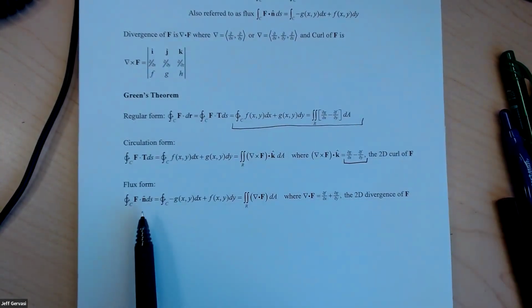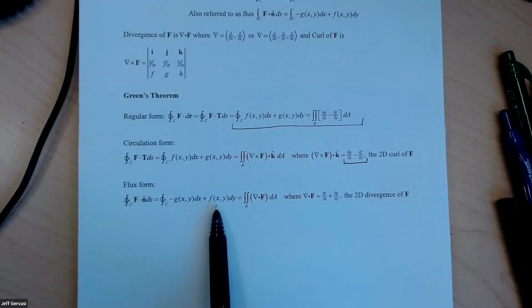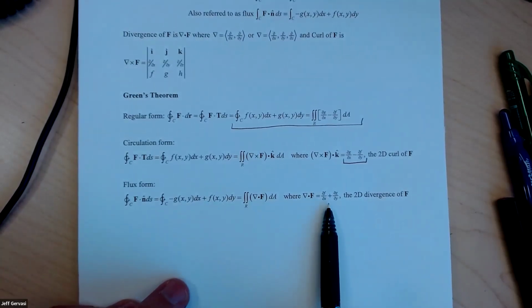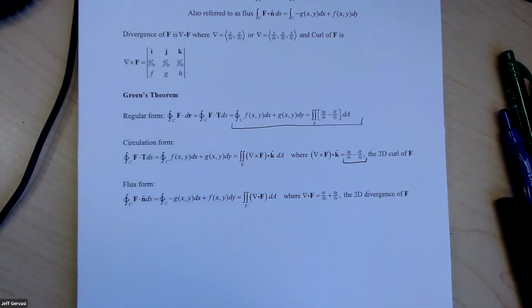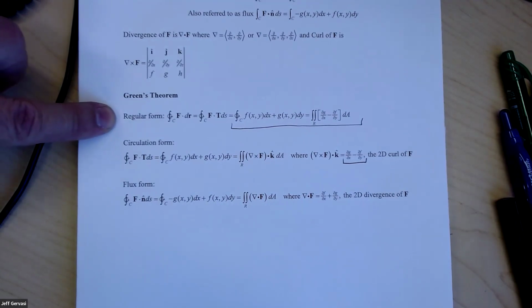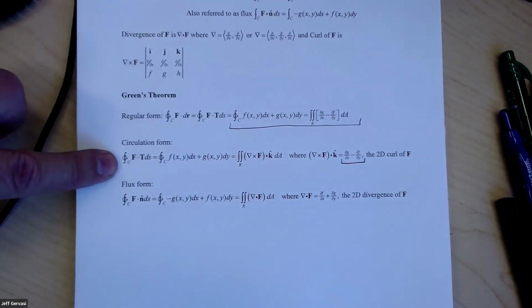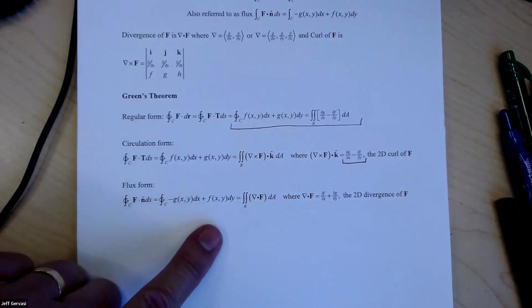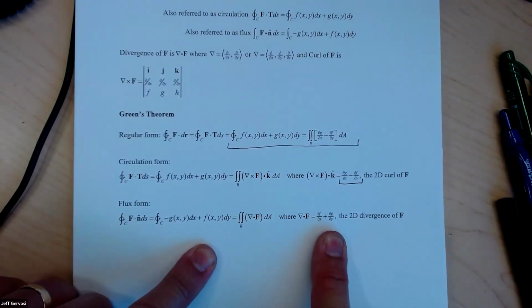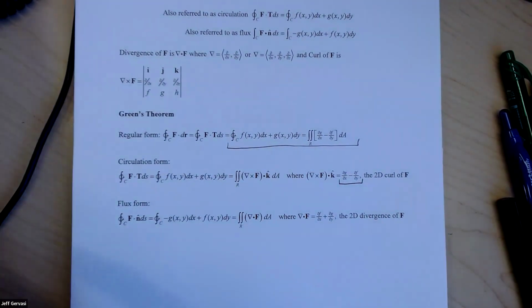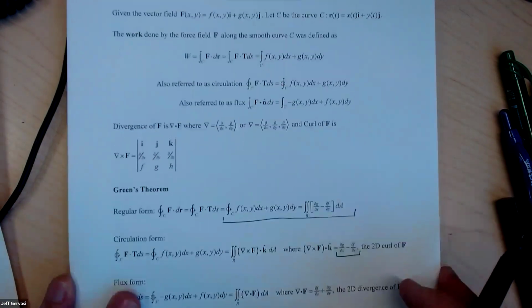In a similar way, the flux form of Green's theorem, we showed in a previous video, was equal to this expression. We call this the divergence of the vector field, or the partial of F with respect to X plus the partial of G with respect to Y. So we actually have three different versions of Green's theorem. I call it the regular form, the circulation form, and the flux form. Okay? All right, so let's use that just to do a handful of examples, all right?